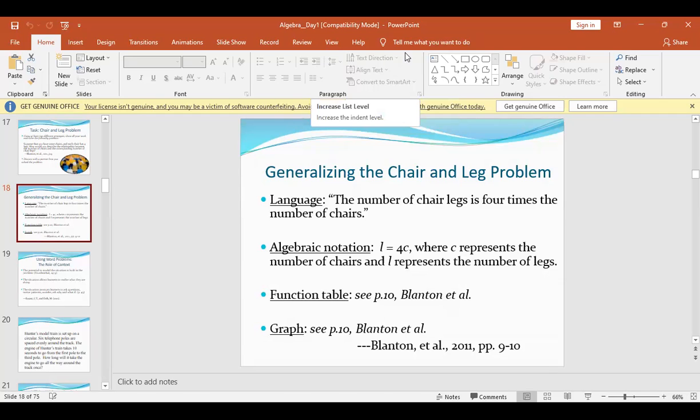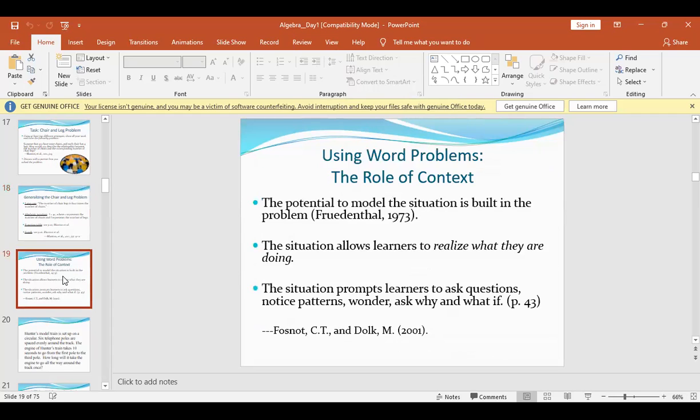Pwede rin siya in a function table or a graph. So, for your assignment, your next activity is gagawa niyo ito ng function table. Yung problem na yun. So the potential model of the situation is to build the word problem. And next is the situation allows the learners to realize what they are doing. So dapat, we should make sure that learners or the students na nasa klase nyo, alam nyo na yung gagawin. The situation prompts learners to ask questions, notice patterns, wonder, and ask why and what if.